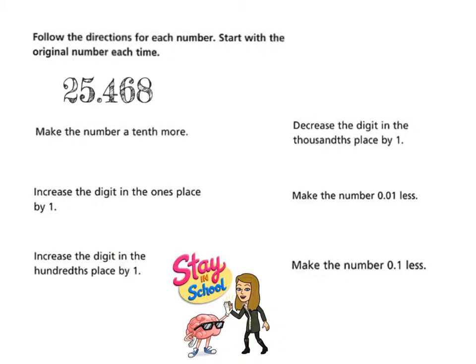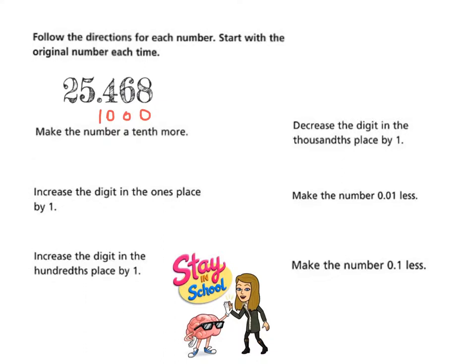Okay, 4th graders, this time we're going to follow the directions for each number. We'll start, though, with the original number each time. Our original number, if I use my handy-dandy decimal trick, I can read it easily here. Ooh, we're in the thousandths place. So this is 25 and 468 thousandths. So the first direction says to make the number a tenth more.